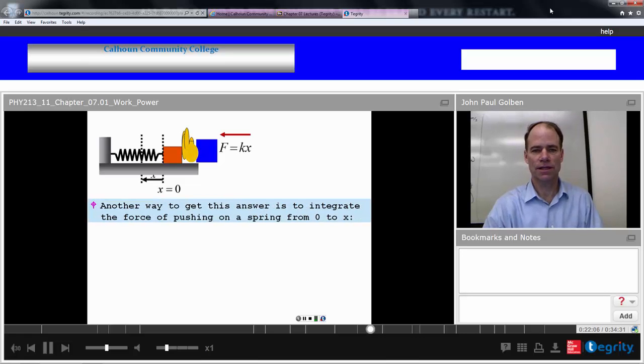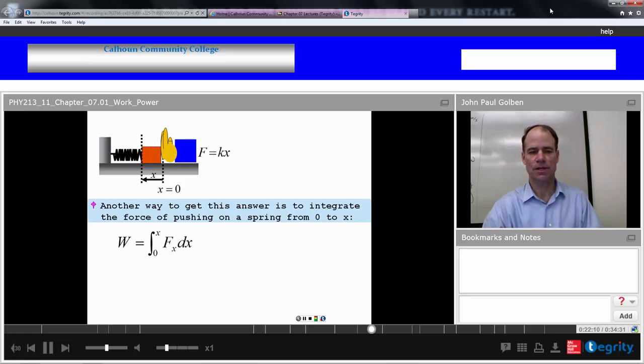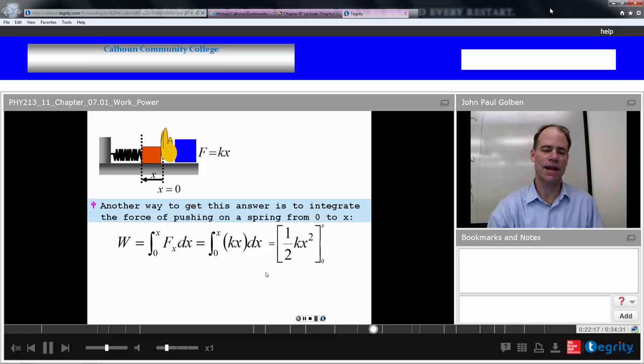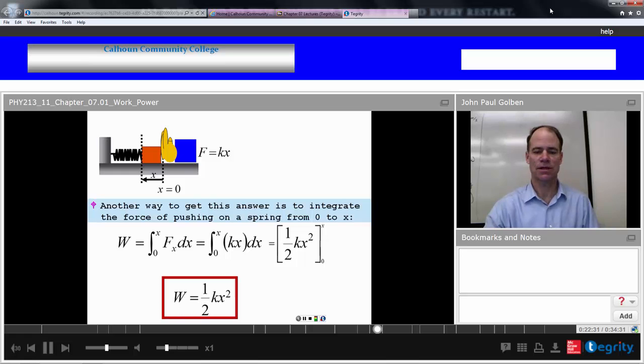Or another way to get this is if you're pushing on this with some force kx for some distance from 0 to x, then if we integrate that, k being a constant, take it out of the integral, we would have the integral of x dx, which you know to be 1/2 x squared. So we have 1/2 kx squared, evaluated from 0 to x, which is simply 1/2 kx squared. So that is the work done on a spring in either compressing or extending it a distance x.